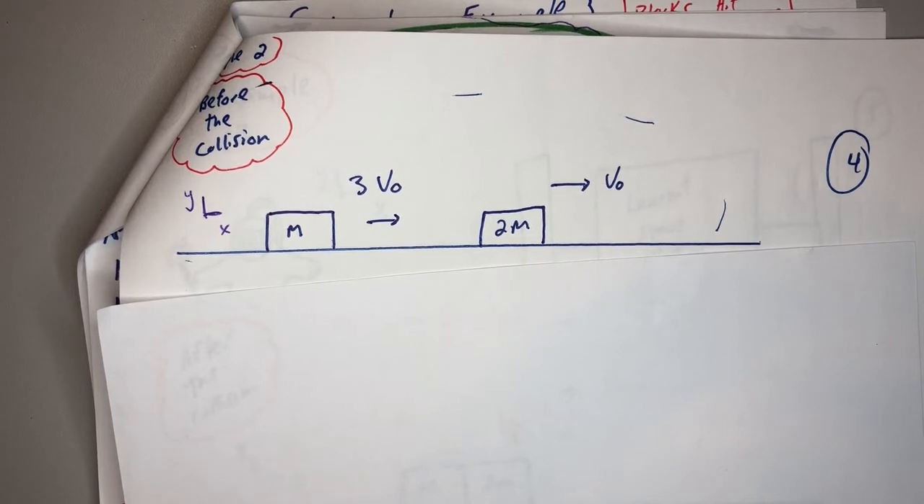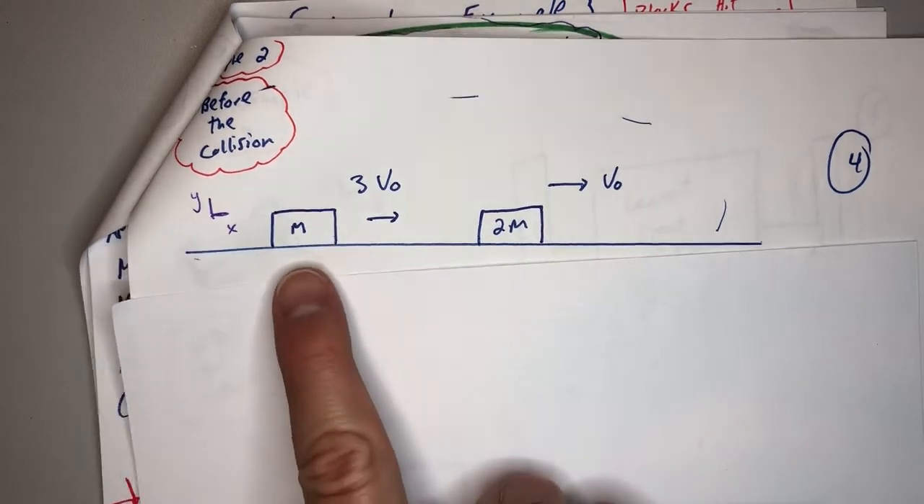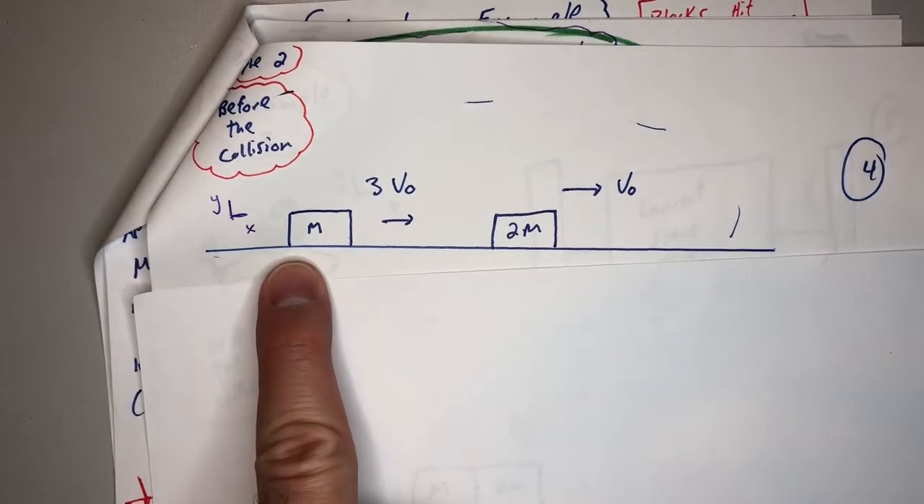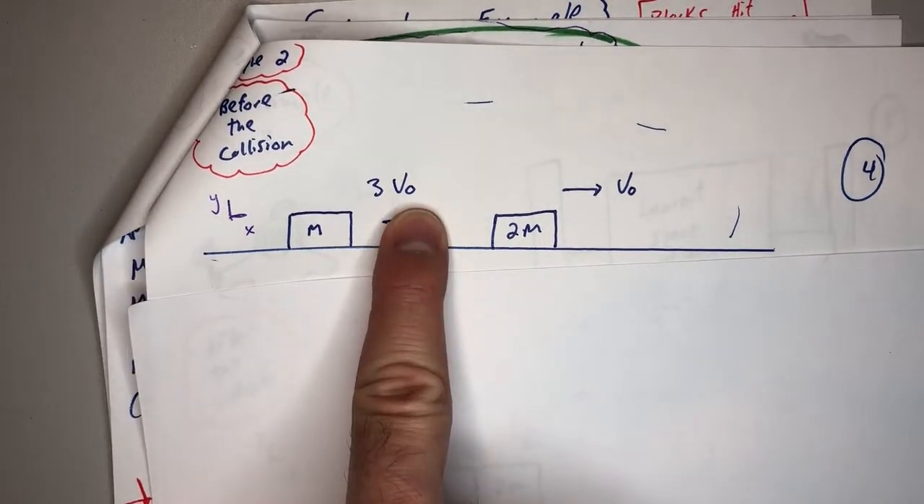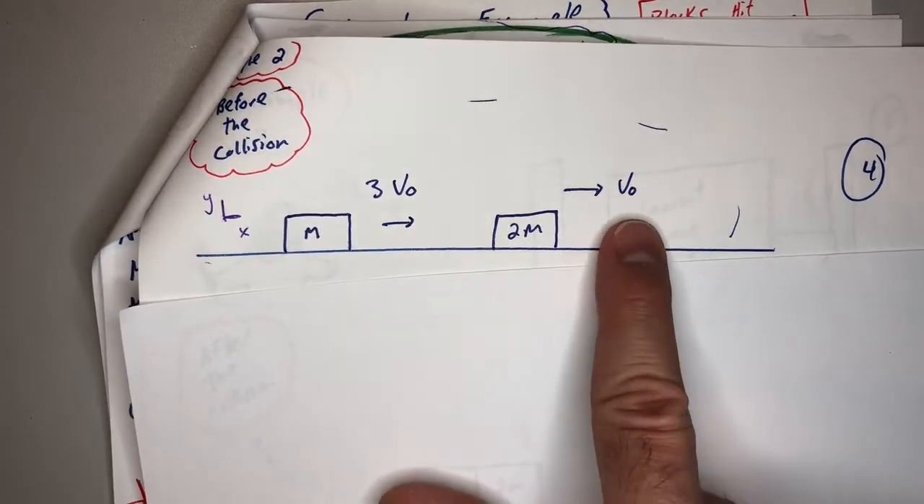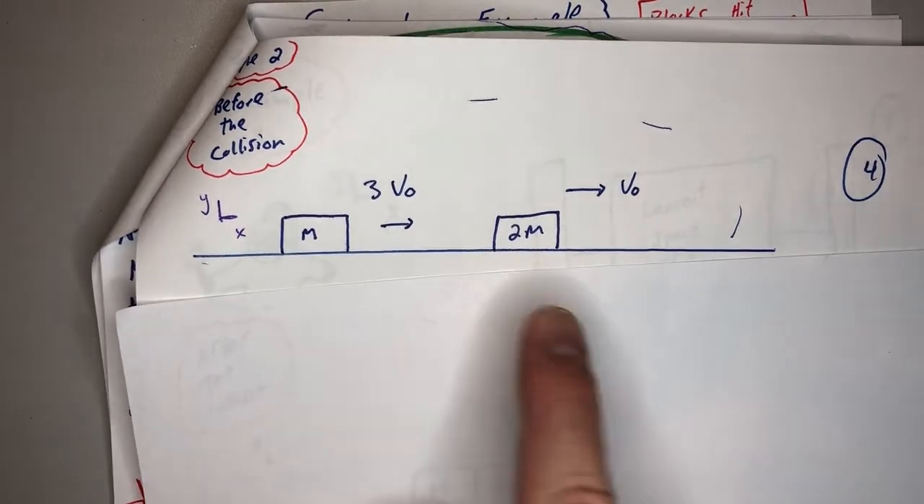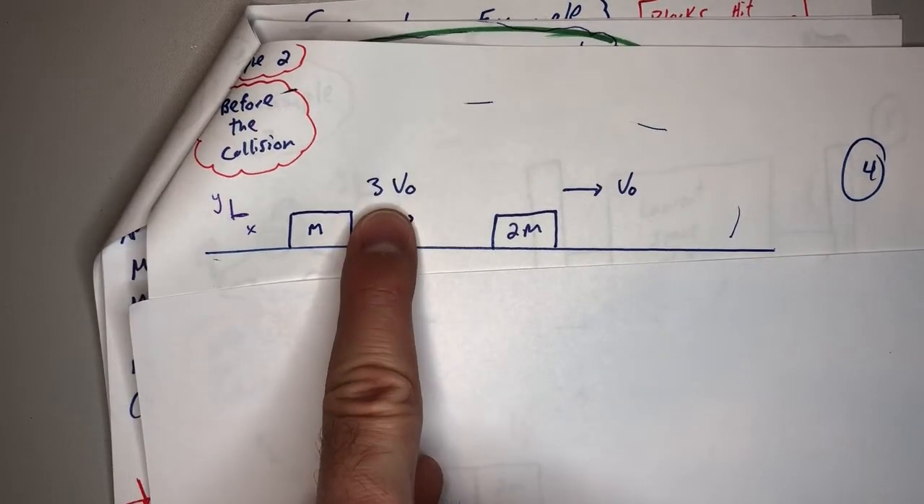First situation, example 1 today, they hit, they bounce off. This situation, they're going to hit and stick together. This bumper car is cruising to the right, 3 v naught again, mass m. This bumper car is cruising to the right again, mass 2m. And you know this one's eventually going to hit it. This one's going faster, right?